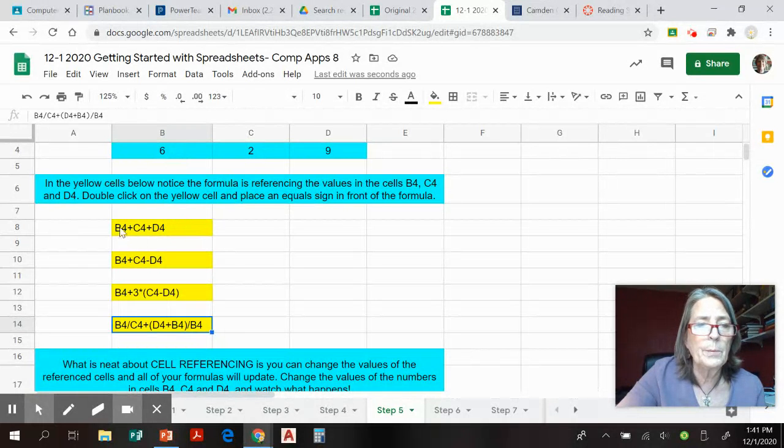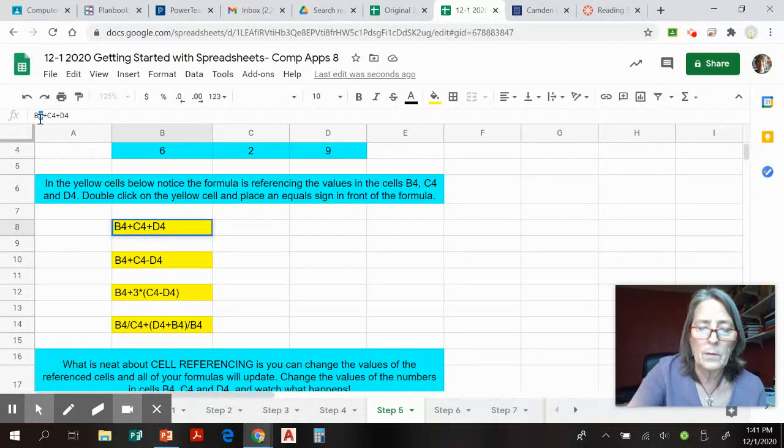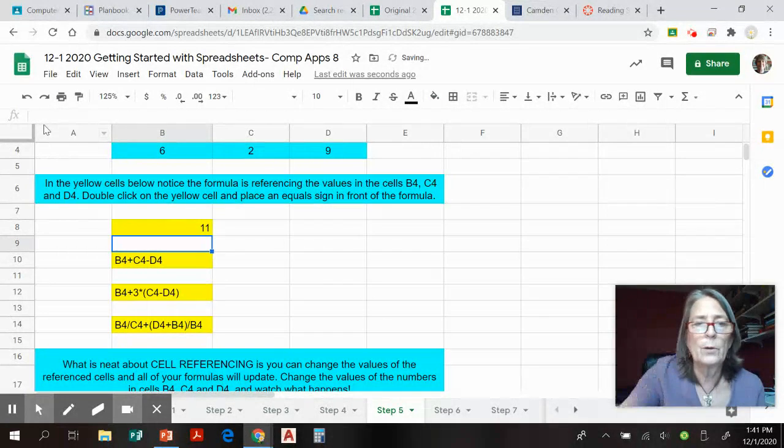So instead of typing in numbers, we're typing in specific cells. Now the cell has to have something in it. Like if I said B5, watch what would happen here. I could make that a formula. It'll only add these two because there is no number in B5.